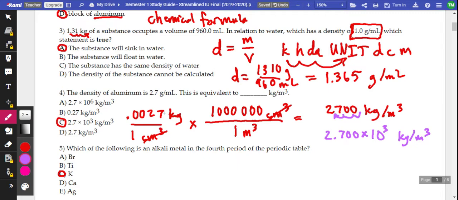The only difference is sig figs. They started with 2 sig figs, so I should really cut those out. So it should just be 2.7 times 10 to the third like that. But we get the same number. You'd be able to find the right answer that way.